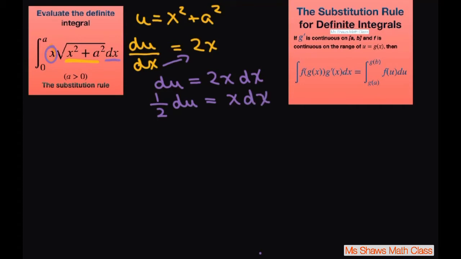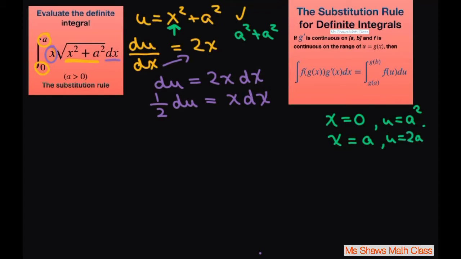Now for the substitution rule for definite integrals, we have to change our limits because we're not going to substitute this back in like we do with the indefinite integrals. So when x is 0, you plug a 0 in here, you're going to get u equals a squared. When x is a, you're going to get a squared plus a squared. That gives you u equals 2a squared.